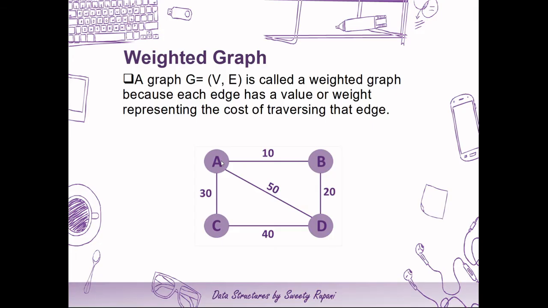This is a weighted graph. Of course, it's an undirected graph here, but it can be directed or undirected. A weighted graph can be any. Here in this example, I have taken an undirected graph.